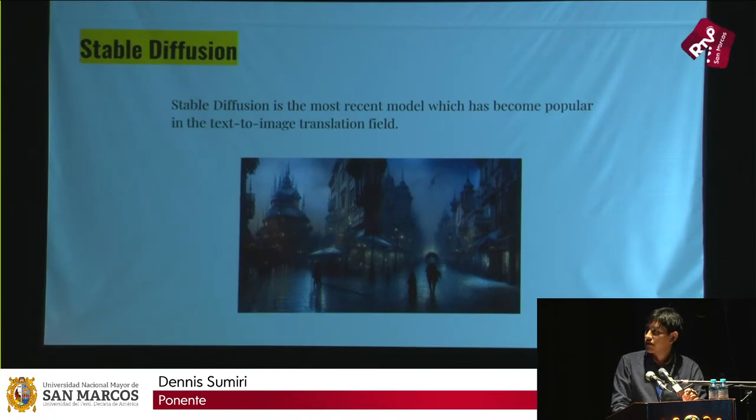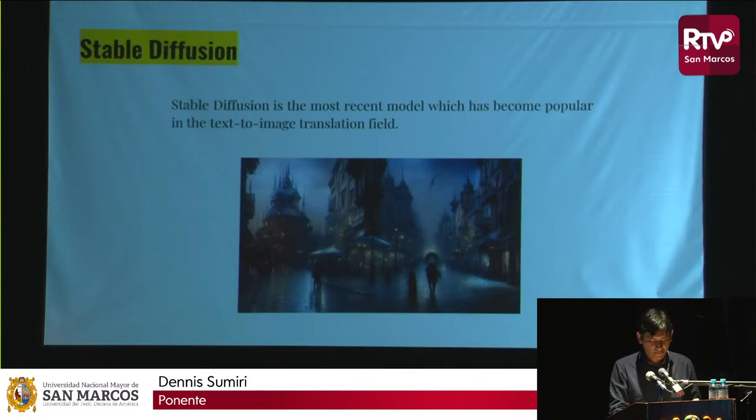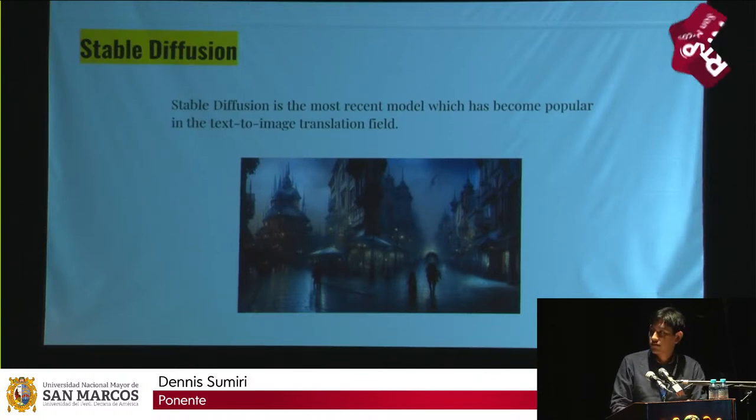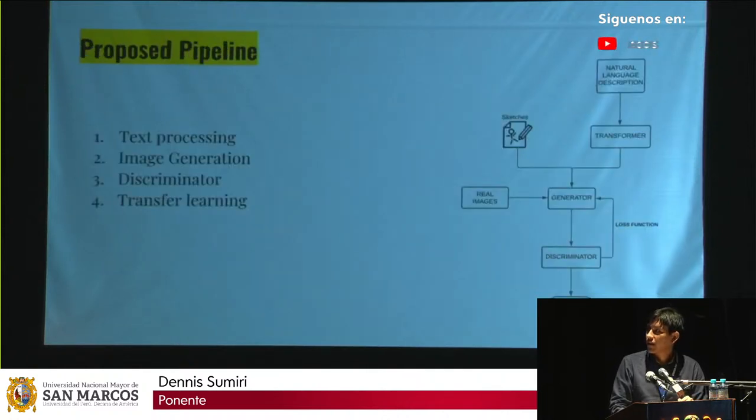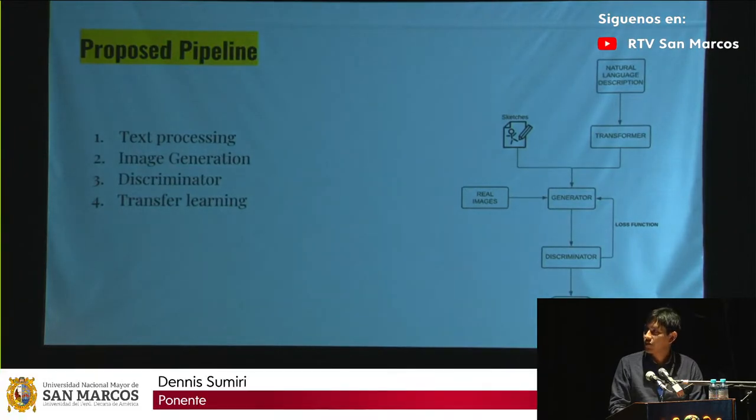And they achieve this by separating the generative compressing phase from the generative learning phase. So this kind of model uses a reduced complex space where they will generate the new images. So this is the proposed pipeline that I am using for this new model I'm presenting.